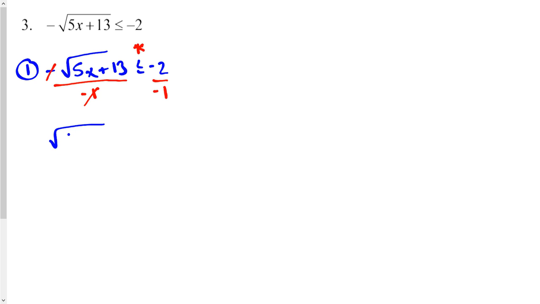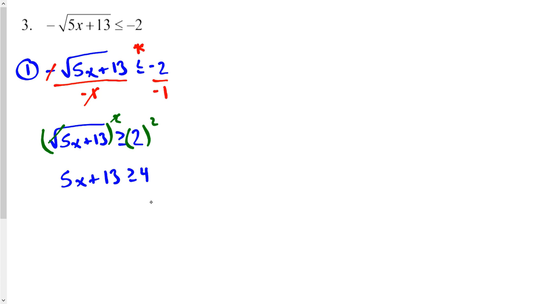So I'm going to end up with the square root of 5x plus 13 is now greater than or equal to a positive 2, okay? If you forget that inequality flip, everything in your problem moving forward is just going to be wrong. So just be careful with that. So now that I've done this, I can square both sides because I've got an isolated radical. I'm trying to use inverse operations to undo it. So we end up with 5x plus 13 is greater than or equal to 4.